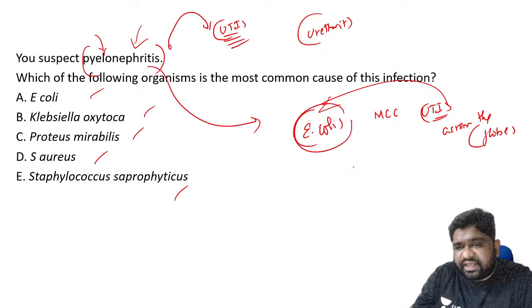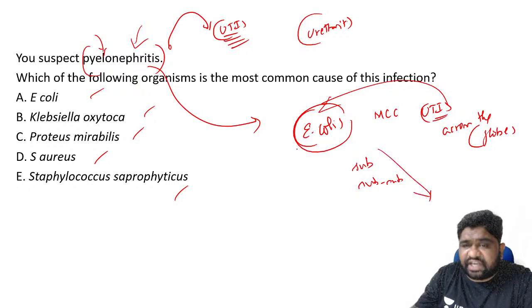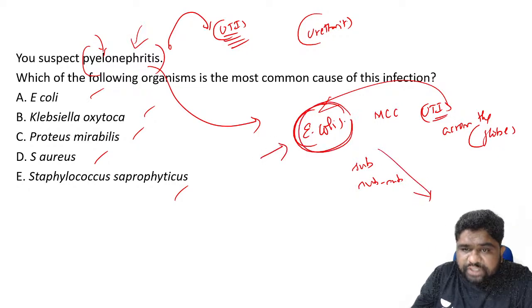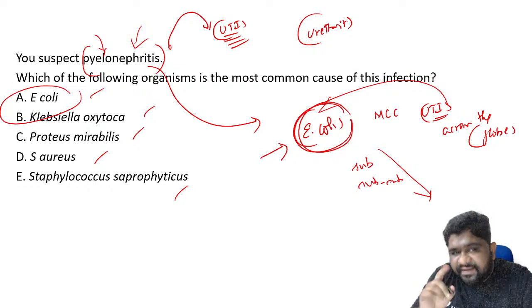Now, when I say any subcondition, whatever the conditions are laid out, the number one cause of UTI will always be E. coli. So there is no doubt about it. But now let me reframe the question. If at all E.